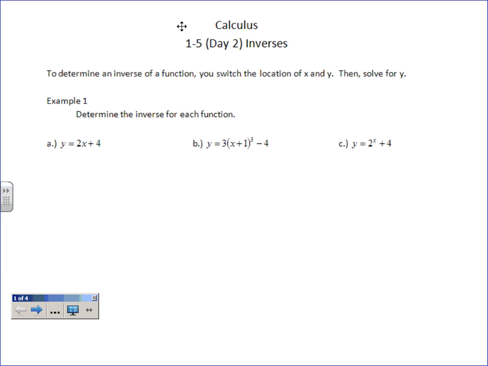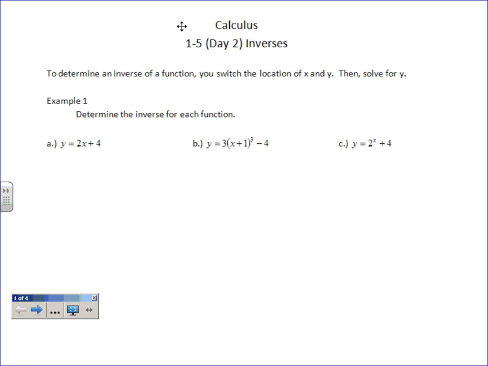In 1-5, when we did day 1, I used the word inverse a lot. Basically, what we're going to do is I'm going to show you how they are inverses and just show you some simple ones and then kind of show you how they are related, and we'll probably use a graphing calculator to show you that because it's just a little quicker.